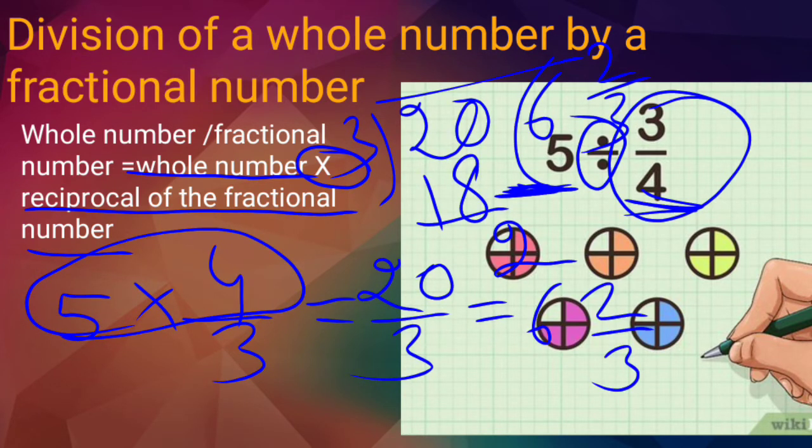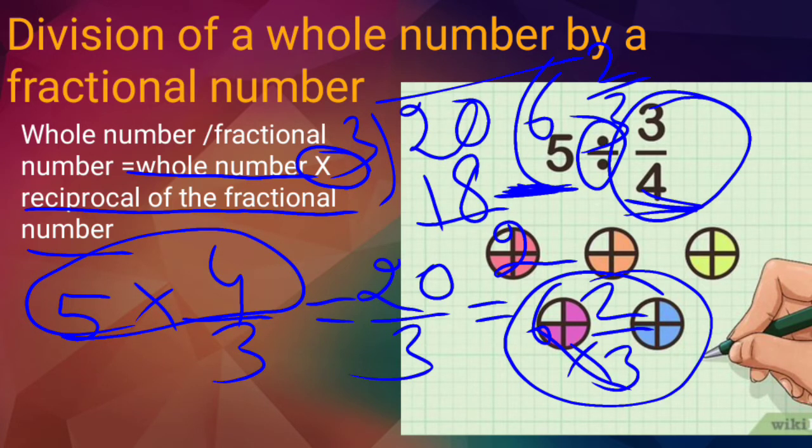For answer confirmation you can check also. How can you check? You multiply the whole part by the denominator and then add the numerator. So 6 threes are 18 and plus 2 is 20. Again 20 upon 3. So our answer is right. Hope you understand this property.